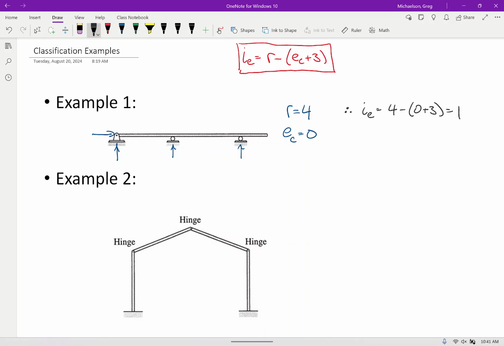And I see here that my structure passes the test of the reactions not all being concurrent and not all being parallel. These are concurrent, but that one isn't. And I've got parallel reactions, but that one's not. So they're not all concurrent or all parallel, so this one's fine. How I would classify this structure is I would say it's stable and statically indeterminate to the first degree.